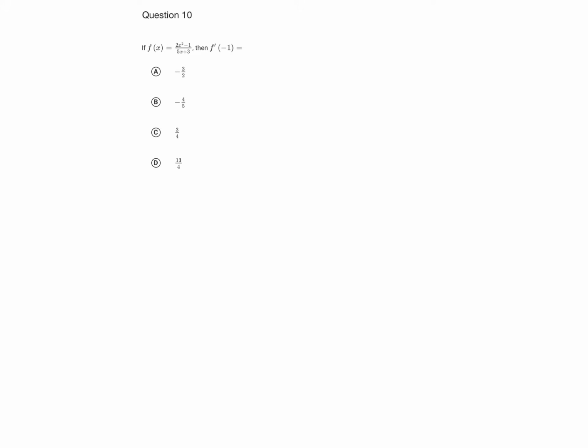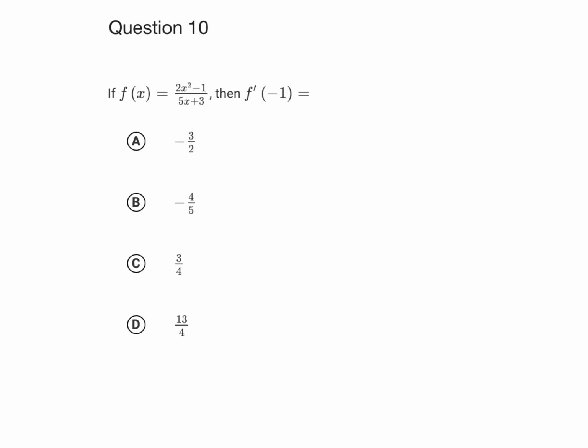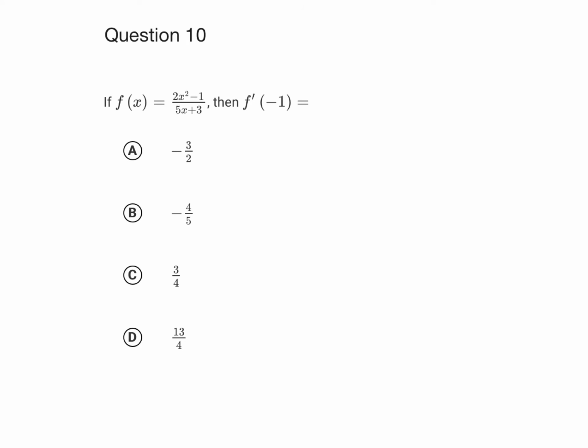Okay, question 10. They give us a function that's a fraction, and there's x's in the top and bottom. And they ask us for the derivative at x equals negative 1, so f prime at x equals negative 1. The fact that we have a fraction with x's in the top and bottom means we'll have to do quotient rule.